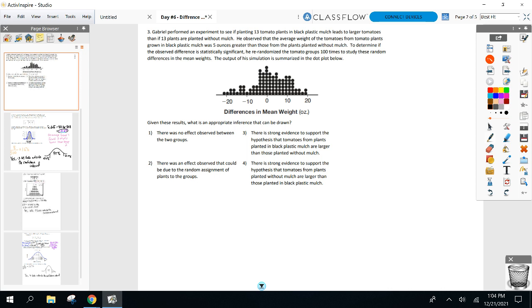Little multiple choice question. So you say it's going to be on our Regents. It's also going to be on our test on Thursday? Oh yeah, there's 2 of these questions on there. I'll let you know right now, 2 of the questions are going to be just like this. Find the difference in the means. Look at a graph. Is it significant or not? How about we're growing some tomatoes here? We put 13 of them in black plastic mulch, and 13 of them without mulch.